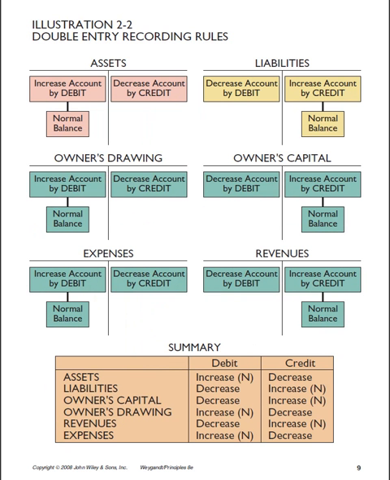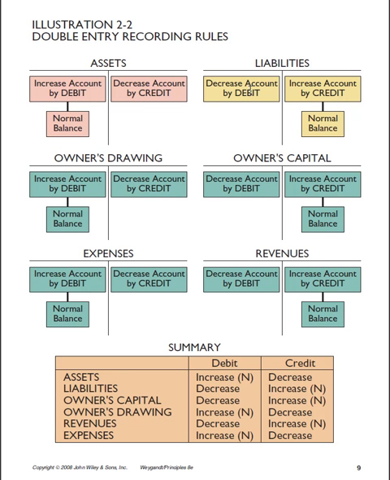The next slide, very important slide. We have different types of accounts. We have assets, liabilities, drawing, owner's capital, expenses, revenues. In order to increase an asset, we debit it. In order to decrease, we credit it. The normal balance for any account is the actual account where we increase it. So for an asset, we increase an asset by a debit. Therefore, the normal balance of an asset is a debit.